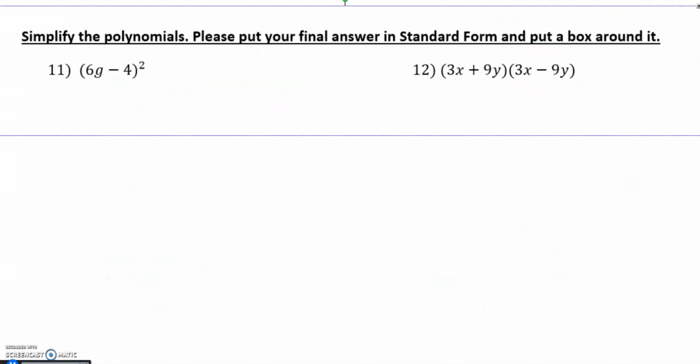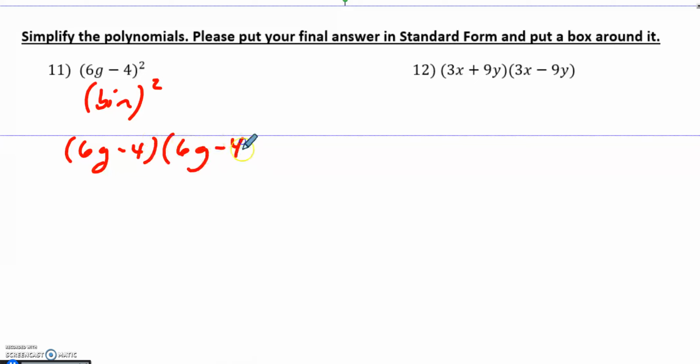Number 11 and 12 are also the same idea. These are the quote-unquote special cases, however. What I mean by that is if you look at number 11, this does not mean 6g squared and then negative 4 squared. Remember that if we are doing a binomial squared, what this really means is the what's in the parentheses times itself. So it's really 6g minus 4 times another 6g minus 4.